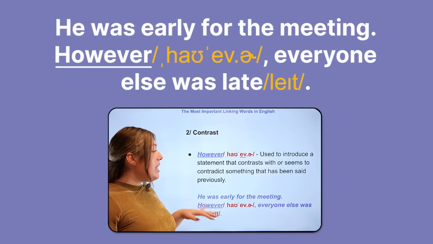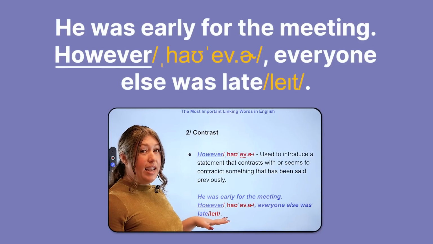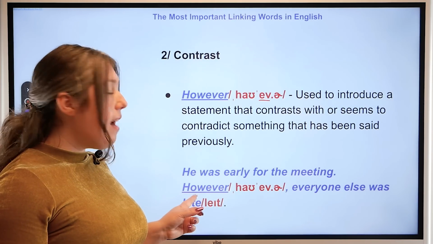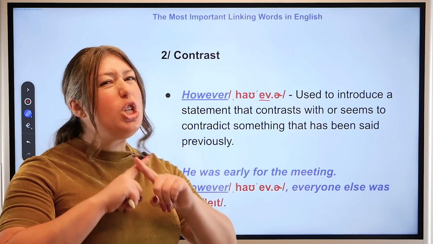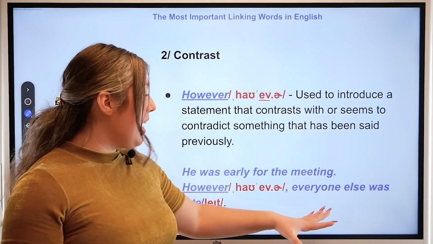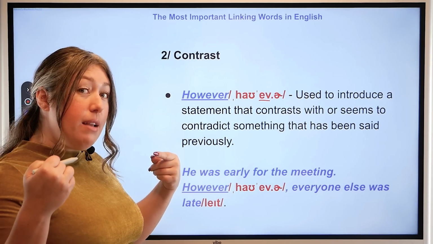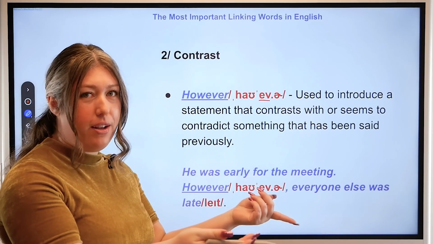For example, he was early for the meeting. However, everyone else was late. If you'll notice here, we have however starting a sentence. We don't do this with but, we can do it with however. And this is introducing a contradictory statement to the previous one. He was early for the meeting. In contrast, everyone else was late.